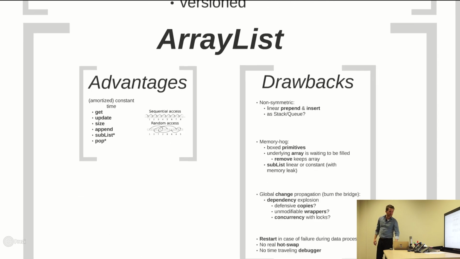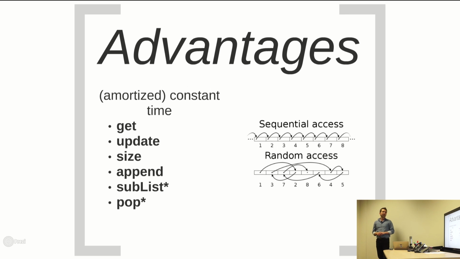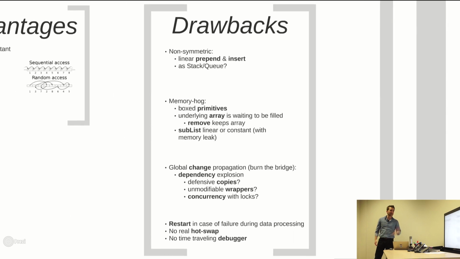Let me do a quick intro about ArrayList, the one that this data structure replaces, basically a growable array. It has constant time get, access to any element, constant time update, you can query the size, you can append at the end, and also you can take a small part of it for free basically and pop the last element. However, the last two, sublist and pop, have some memory leaks that we will try to avoid.